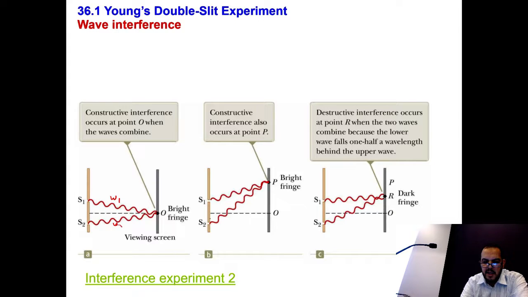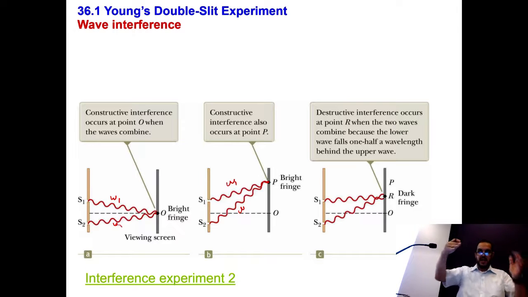However, here is another point where they also arrive in phase, point P. You can see this is wave 1, wave 2, and they arrive at point P in phase, and you get a maximum intensity at that location. However, at point R, which is halfway between P and O, when the waves arrive here, one wave is maximum and the other one is minimum, or they have opposite signs. So they cancel each other. It's like a sign and inverting the sign, and when you add them, you get 0. So this is where we get a dark fringe.